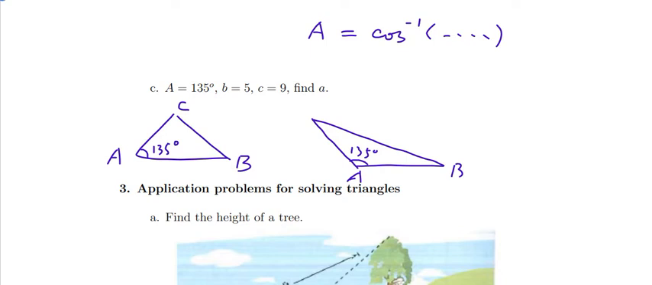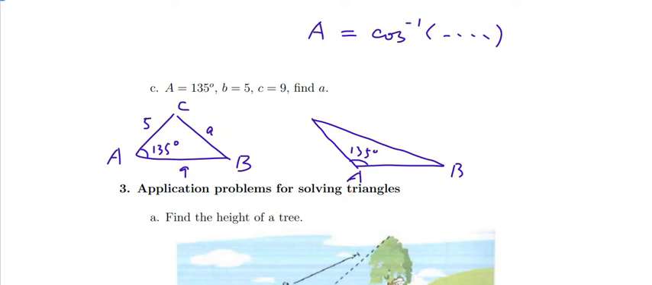But in solving triangles, we don't need to be very precise. We say this is also okay. Okay, so let's say B equals 5, so you put 5 here, and C is 9. Find this side, 8.